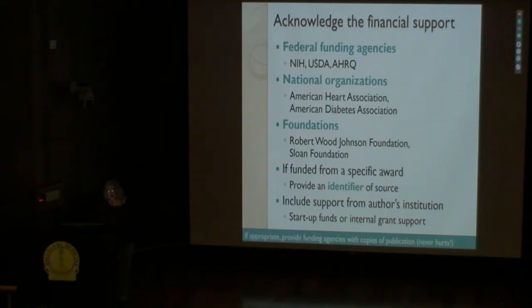So when you acknowledge financial support, you really have to look at them. You want to convey that the funding was from whoever, NIH, USDA, a national organization or foundation. If it's a specific award, you have to write the identifier so the person can look it up and make sure that it's really stated there. And then if an author, maybe a young author, has some startup funds or the institution gave them some money so they can start up something, you have to recognize that.